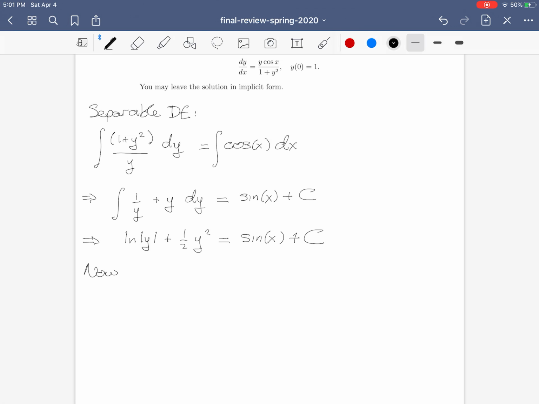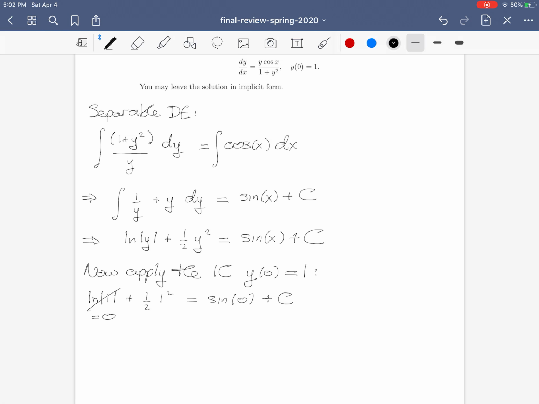Okay, so this is the solution of the differential equation. Let's apply the initial condition, which is y of 0 equals 1. What this is going to do is determine the constant for us. If I plug that into the equation above, I get ln of the absolute value of 1 plus 1/2 times 1 squared is equal to sine 0 plus c.